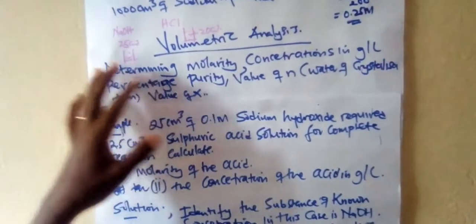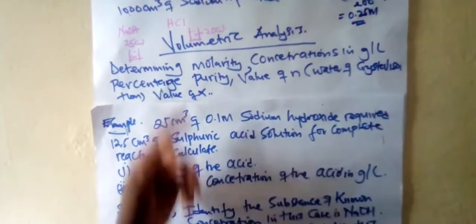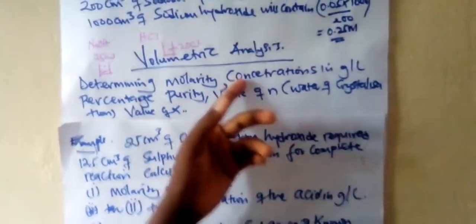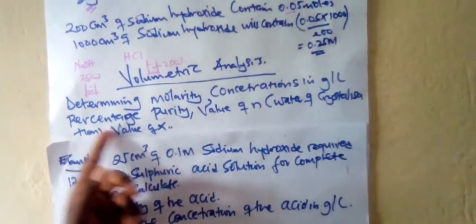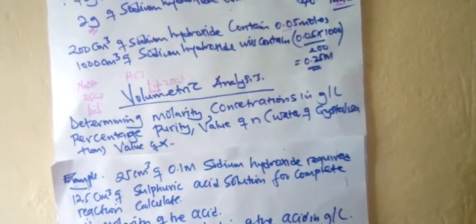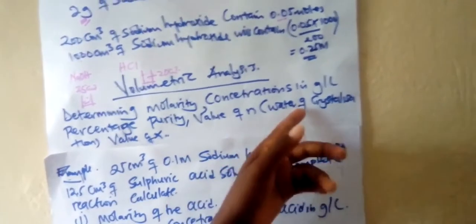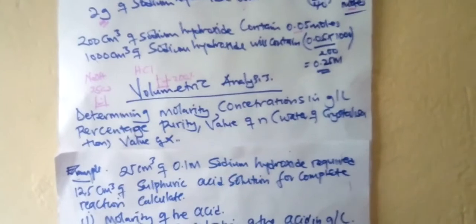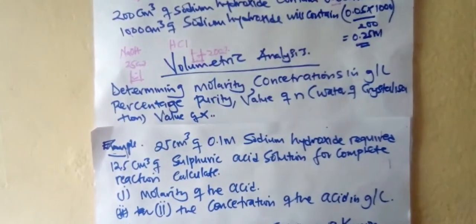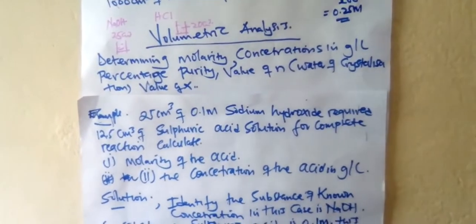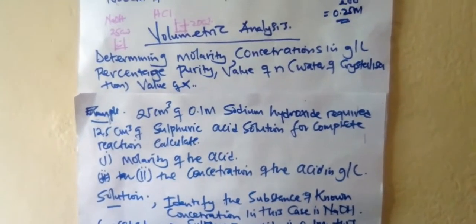Volumetric analysis can be used to determine the molarity of different substances, the concentration in grams per liter, percentage purity, the value of n, where n is the rate of oxidation, and maybe the relative atomic mass. We can look at one example here. Other examples we shall look at in our next episodes.